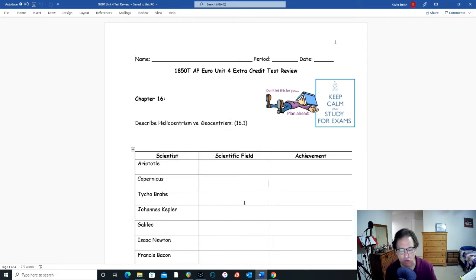So let's just go through this table and look at these various scientists, their scientific fields, and their achievements. Let's begin with Aristotle. Aristotle was many things in the scientific field, most notably for us, in physics, and he was an ancient Greek physicist. With regard to achievements, he said that matter on Earth was composed of 4 elemental substances: earth, fire, water, and wind.